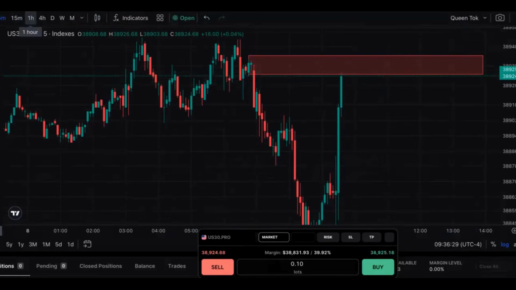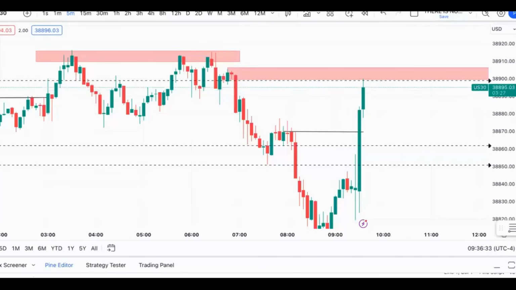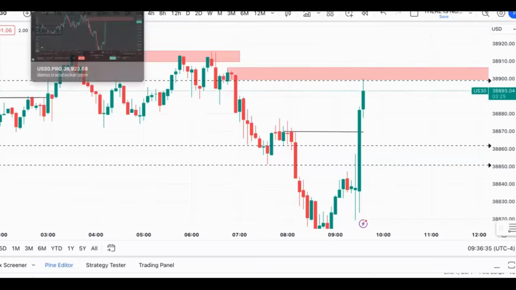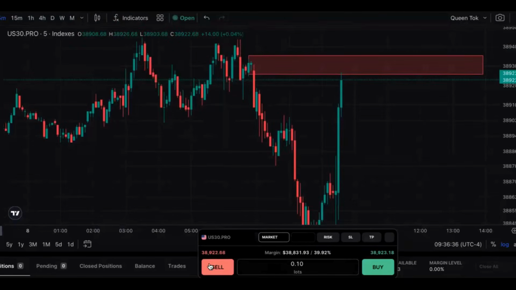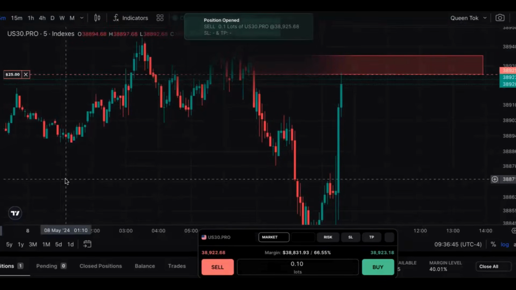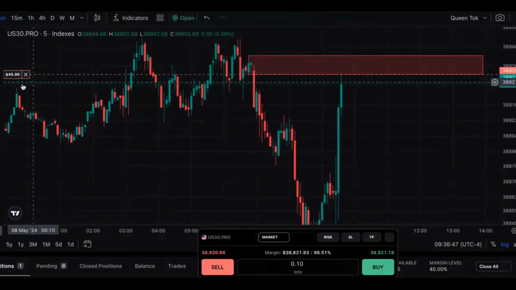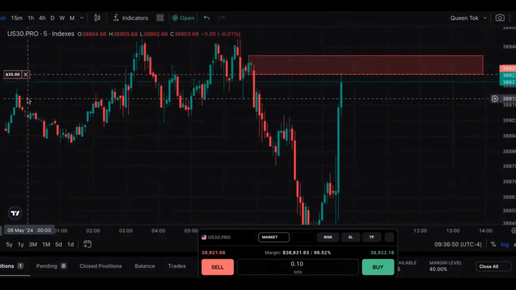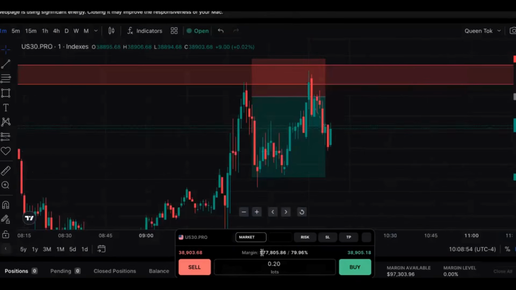Okay, it looks like we came into that area. I was alerted by coming into this area here. And I went ahead and entered a position, as you can see. And we will see how this plays out. I am going to go in and set my stop loss and then my take profit areas.